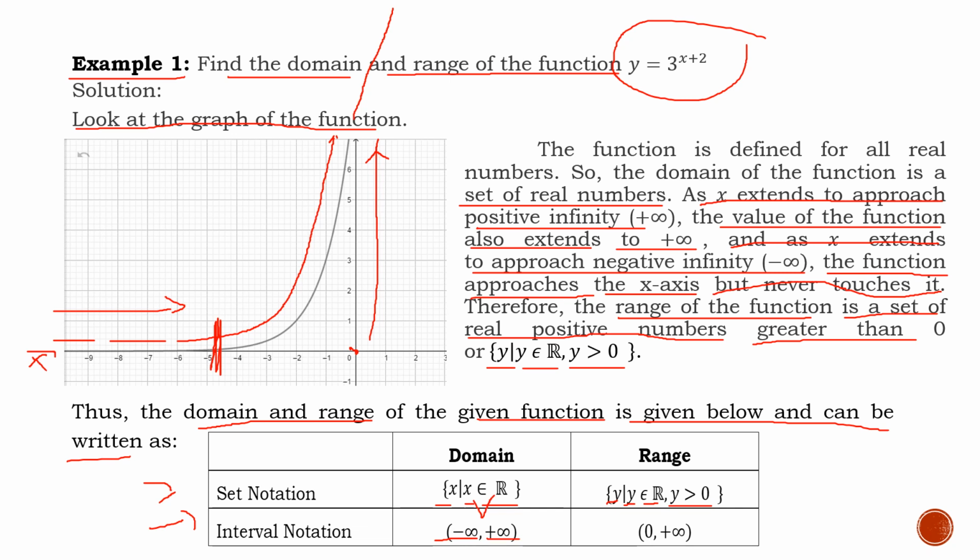Now, for your range, the interval notation is that the range will fall in between 0 and positive infinity, up to the last value of your positive values. So that's why it's 0 and positive infinity, in a way that the value of your range will fall between 0 and the last positive values that we can consider for this graph. So that will be the range for this example number 1.